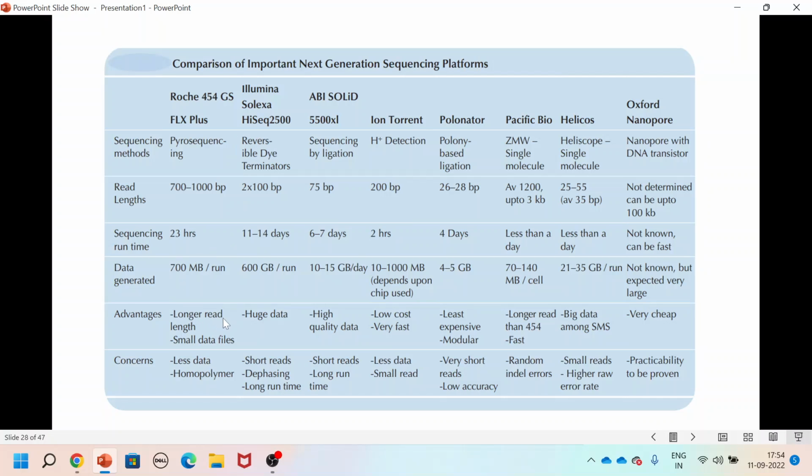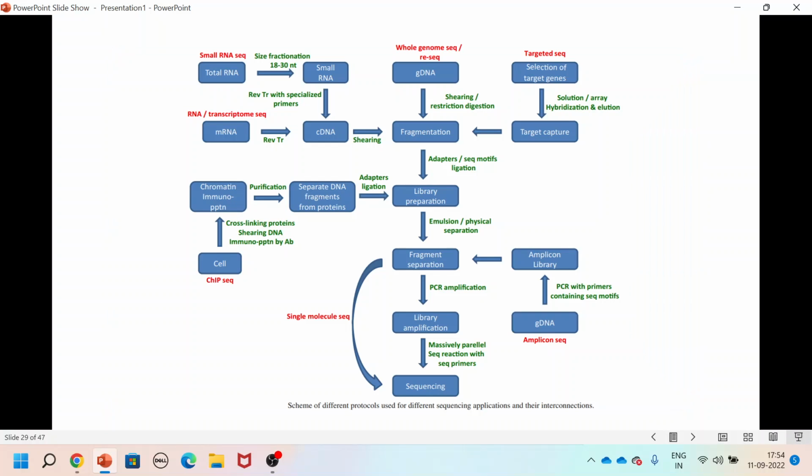The advantages are that it has a longer read length and small data files are generated. But the concerns are that we have very little data, and therefore sometimes it becomes difficult to say whether we are getting it correctly or not. So every next generation platform has its own advantages and disadvantages. So you can go through this slide when you read it again, and if you have any doubt, you can ask in the next session.